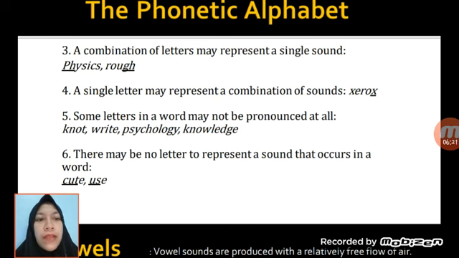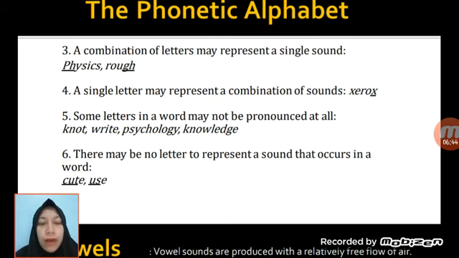Or there may be no letter to represent the sound that occurs in the word at all. For example, the word cute. Cute has the sound K, but the sound of the youth part, what is it? So there are many problems with ordinary spelling. That's why we will not use spelling in phonetic alphabet.